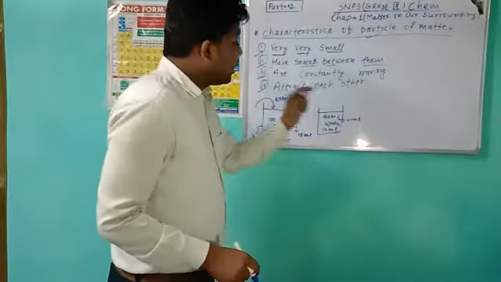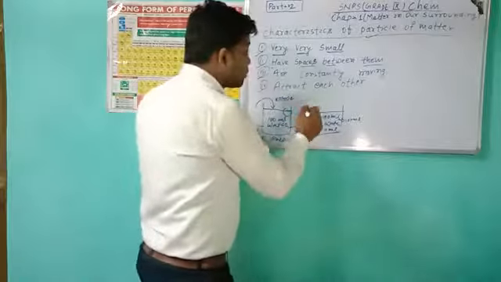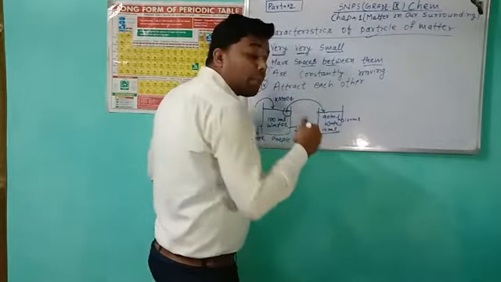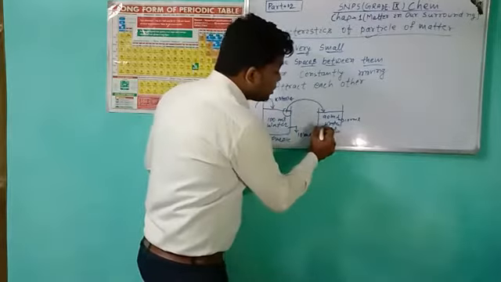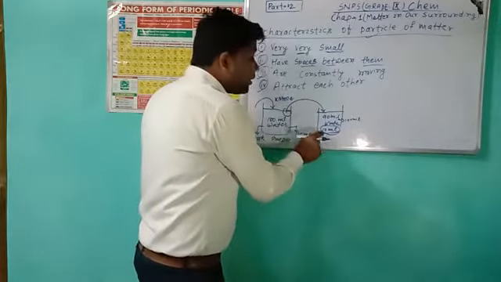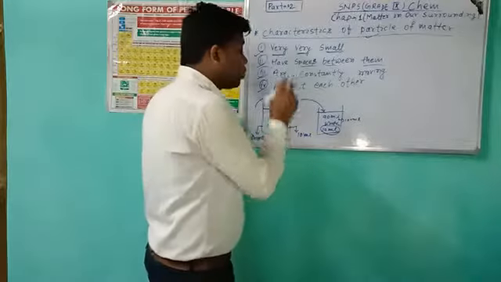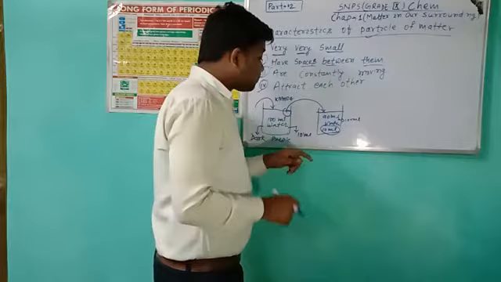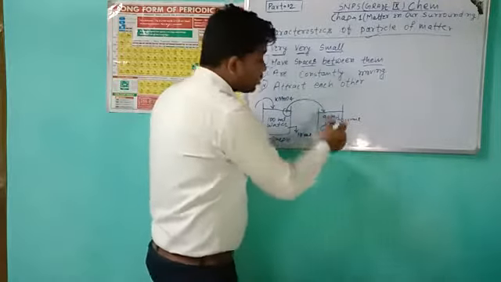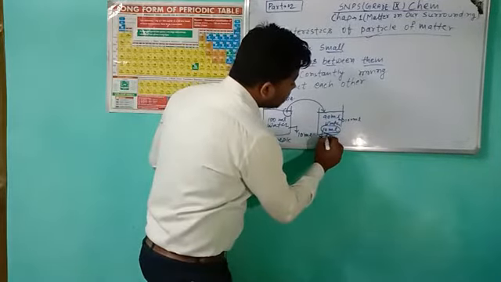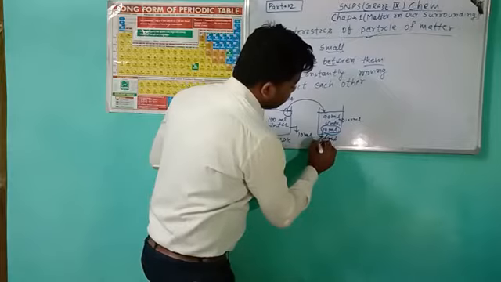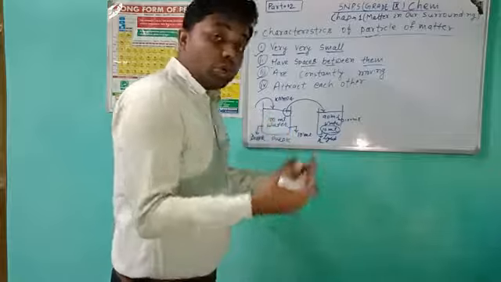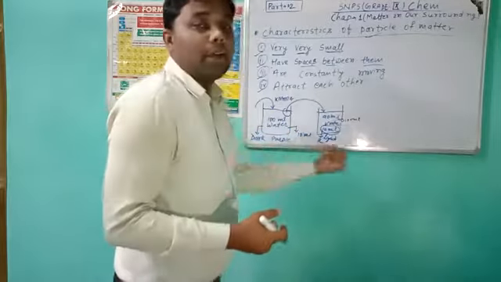Here, what is the color of this beaker? We take 10 ml of potassium permanganate solution and add it to the 90 ml of water. Then the color of this solution will be light purple. The light purple color will be shown in this beaker.